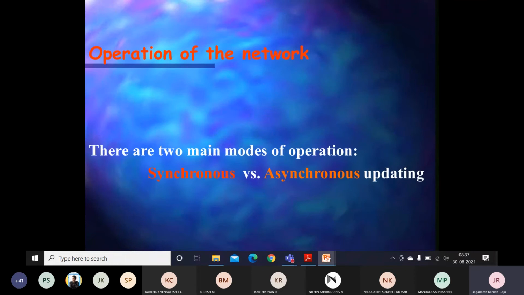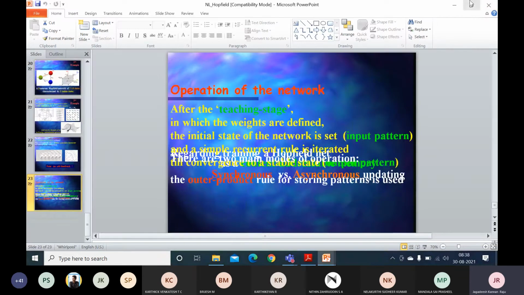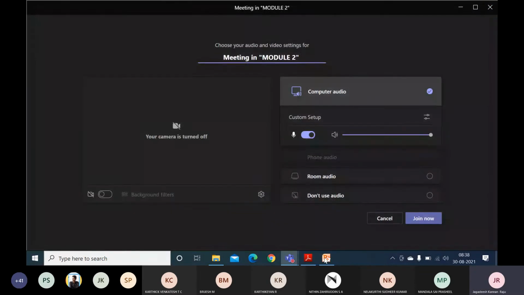There are two modes of operation: one is synchronous operation, the other is asynchronous operation. Regarding the training of the Hopfield network as a content addressable memory, because it belongs to the associative memory kind of network, we use the outer product rule for storing the patterns. With this, I will skip this slide and move next.